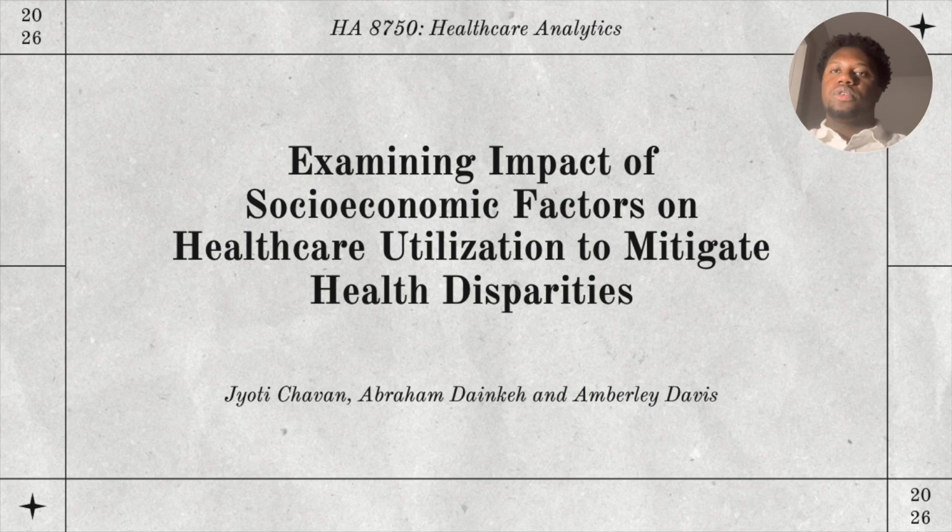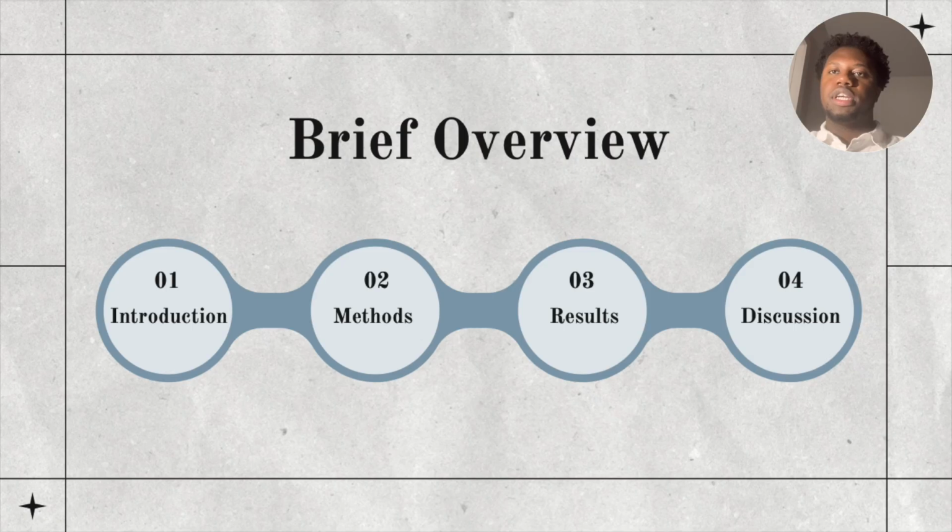Our research focuses on the critical intersection of socioeconomic status and healthcare utilization. As shown in our roadmap, we will begin with our introduction, establishing why this is a vital policy issue. We will then walk you through our methods, outlining how we synthesize current literature. Moving into our results, we will discuss the specific themes and data patterns we observed.